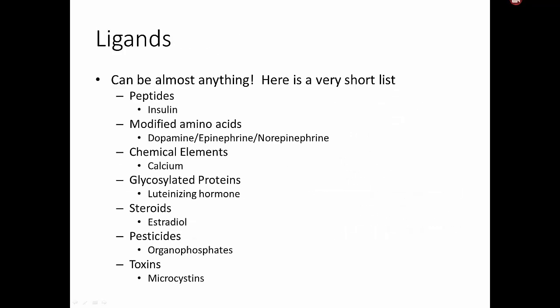Ligands can be almost anything. Here is a short list and some examples to get you started thinking about which compounds can be ligands. Ligands can be peptides, modified amino acids, chemical elements, glycosylated proteins, steroids, pesticides, toxins, drugs, and more.